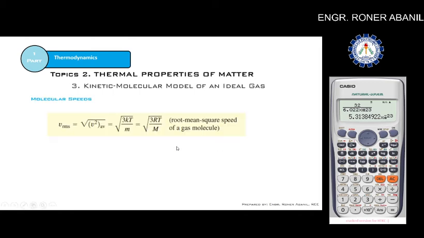So, pasok tayo ngayon sa molecular speed. This is the formula of the molecular speed. Yung RMS yung tinatawag nating root mean square. Dahil electronics kayo, kadalasan nyo rin itong makikita sa mga AC system. Kapag makakita kayo ng AC system, V RMS, root mean square.